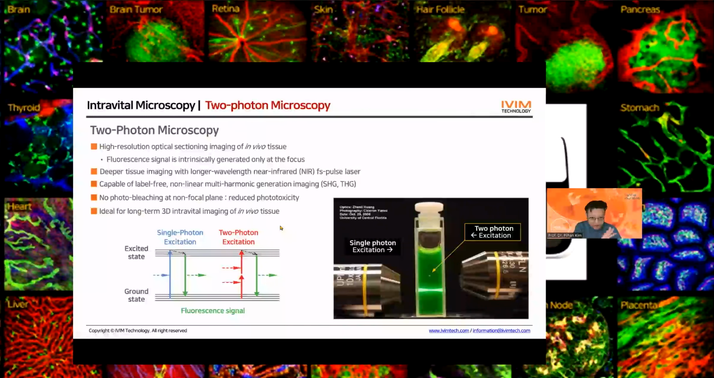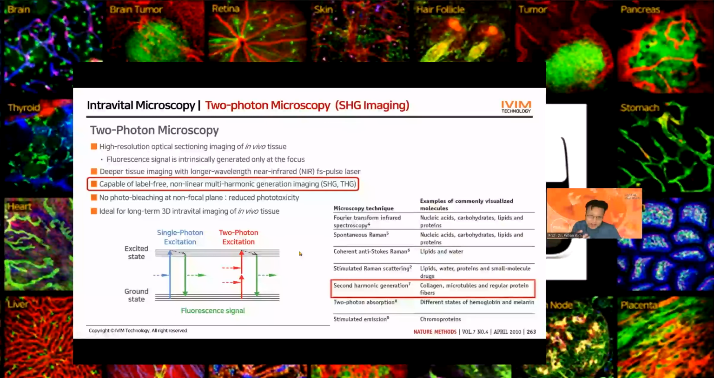And then, in addition to the confocal microscope, we can also use the two-photon microscope at the same time. In the case of the two-photon microscope, it uses longer wavelengths, a near-infrared femtosecond pulse laser. So it's capable of deeper tissue imaging using fluorescence signal, right? In addition to that, with the two-photon microscope, we can do another imaging mode, second harmonic generation imaging, which is particularly useful to visualize the collagen in the live tissue.